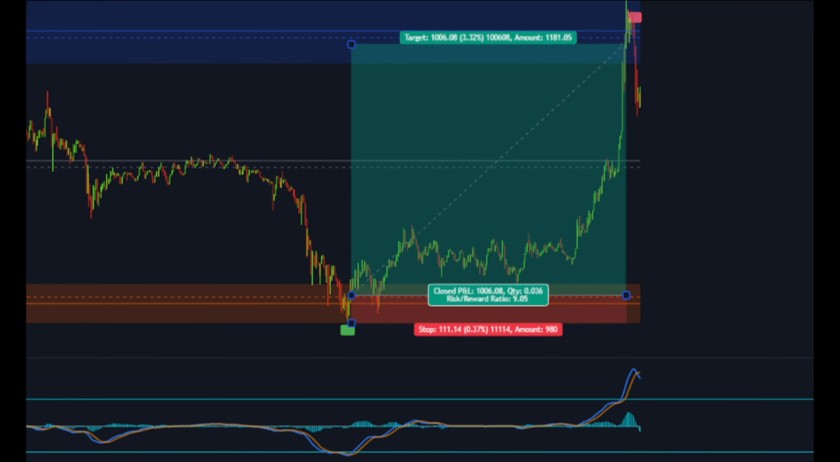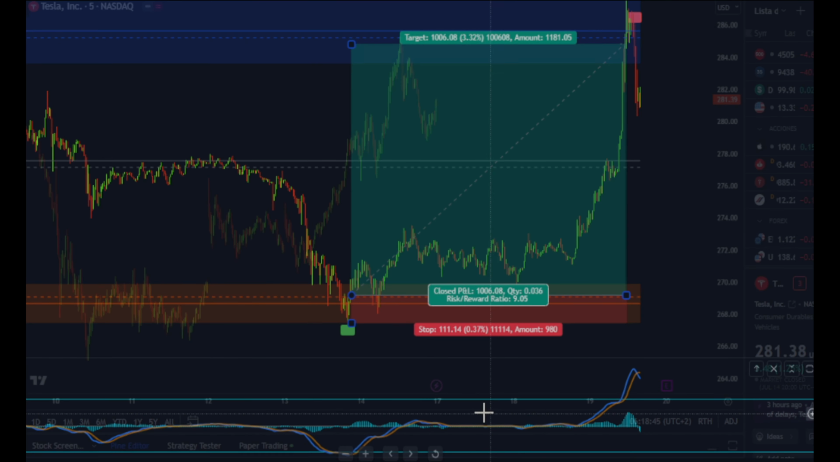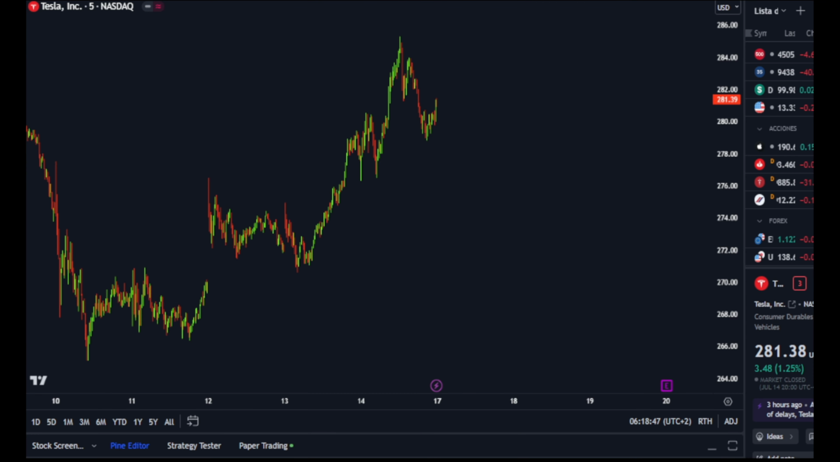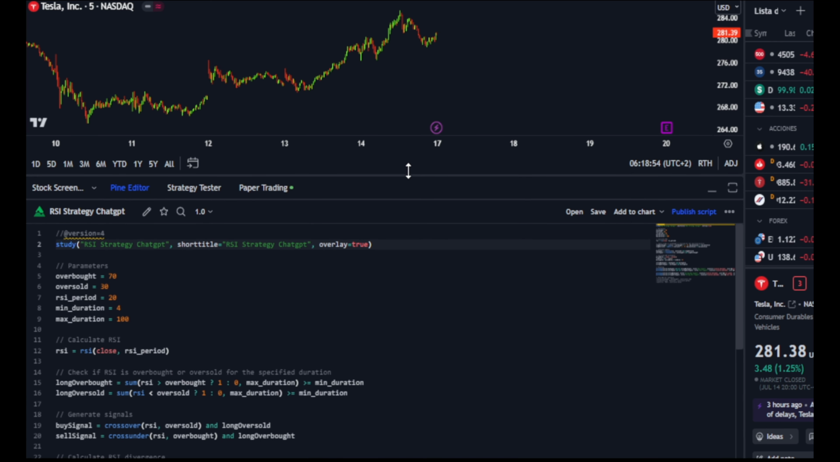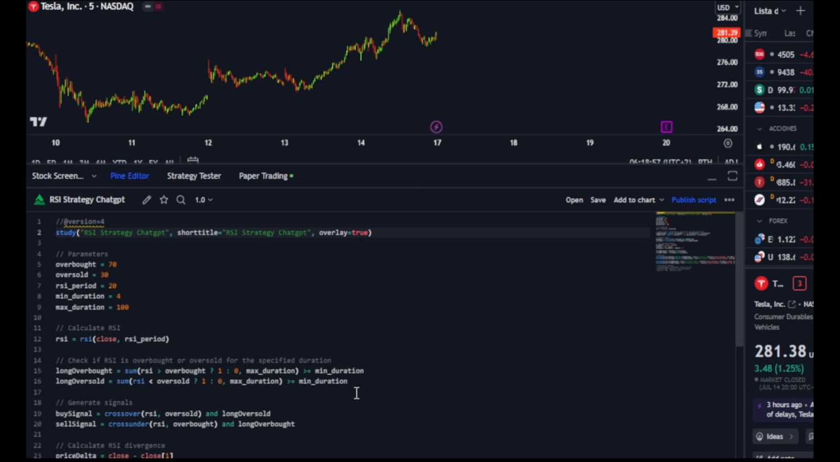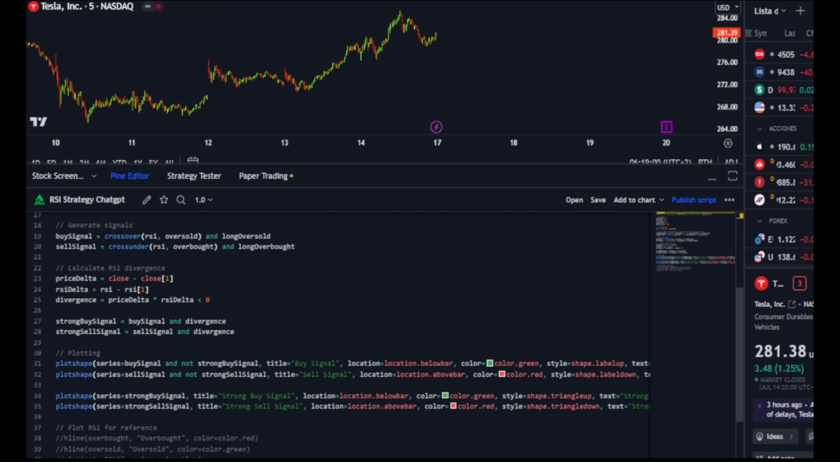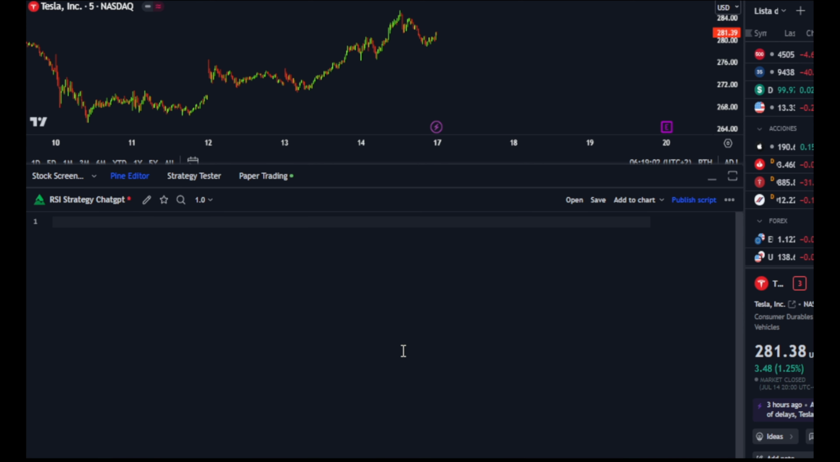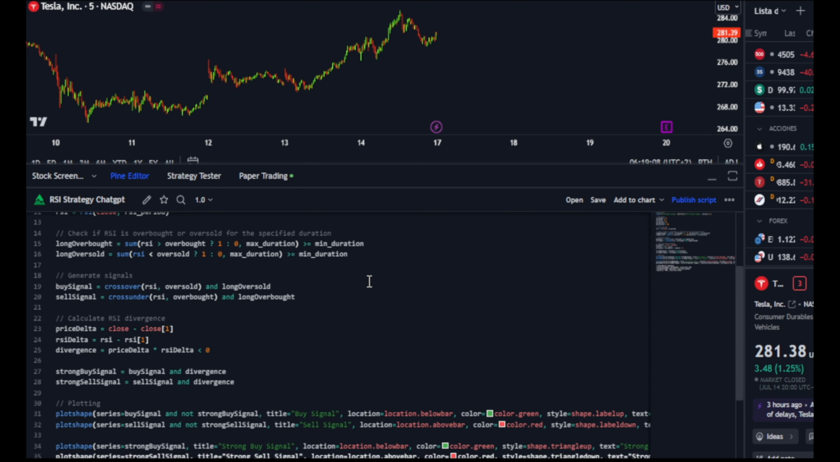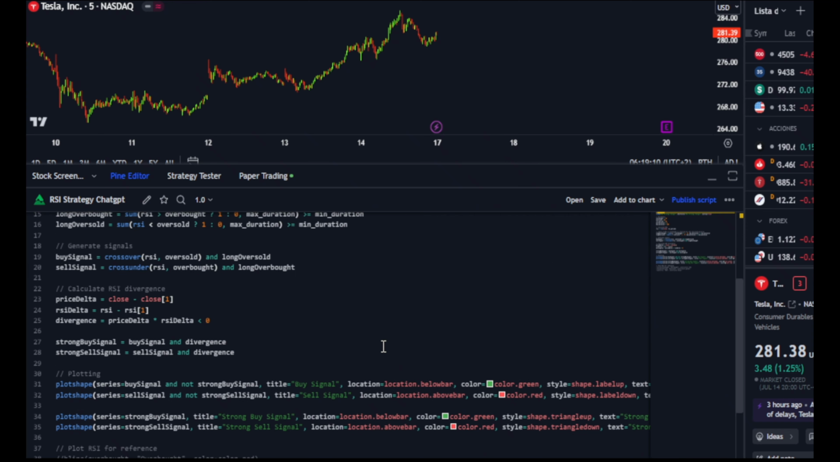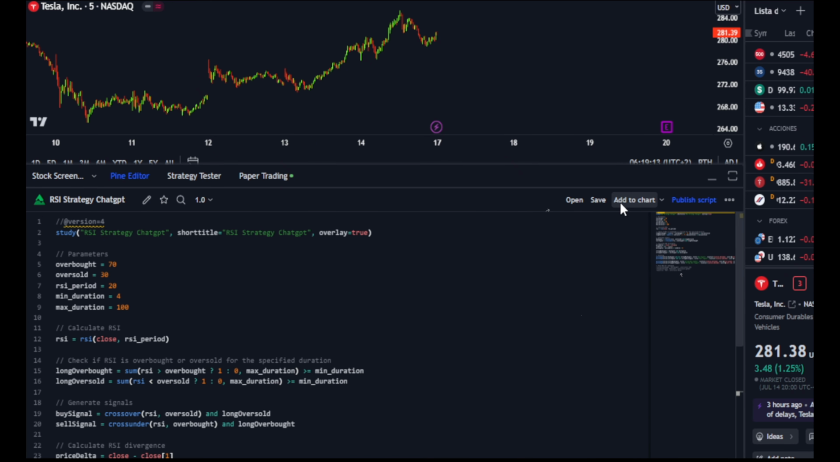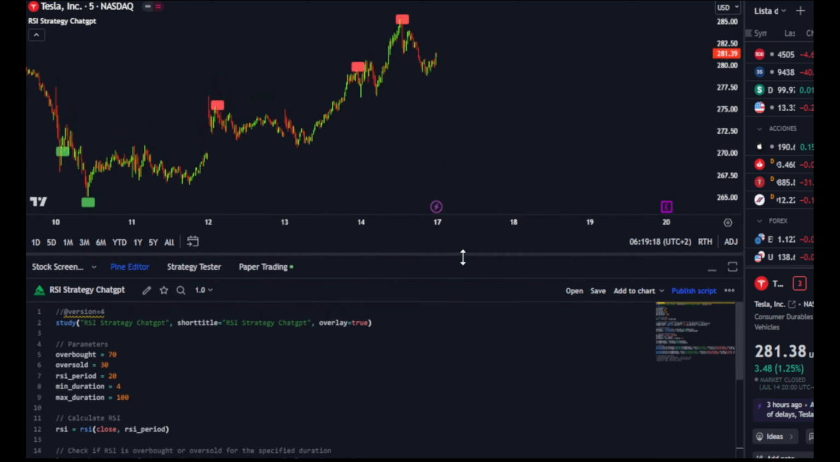Now let's see how to add the ChatGPT indicator to TradingView. On the bottom left of the chart, you have the option that says Pine Editor. We select this option, and we see that many codes appear. We are going to erase everything that is written. And we are going to paste the code that ChatGPT has given us. And then we have to press where it says Add to the chart. And as we can see, it is already added to the chart.